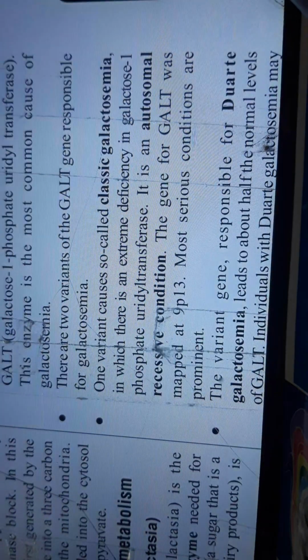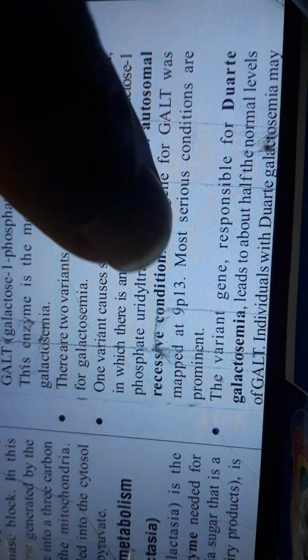Type 1 galactosemia is caused by GALT deficiency. And we finished this too yesterday. All this was finished yesterday. Galactose is converted into glucose by the enzyme GALT, galactose 1-phosphate uridyl transferase. This enzyme deficiency is the most common cause of galactosemia.